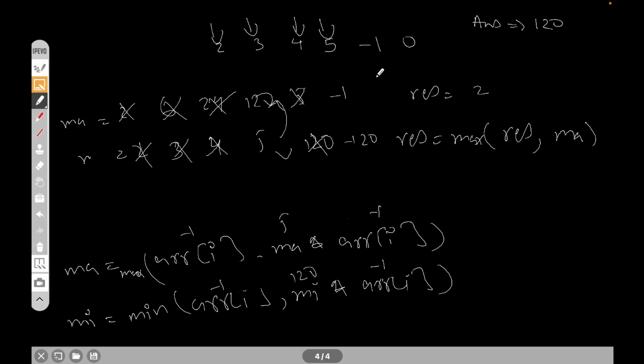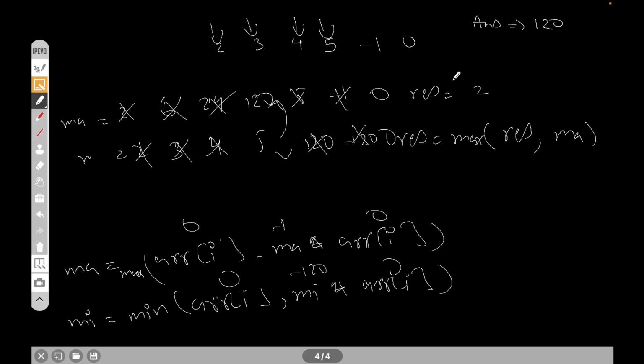Then we come on to 0. So for the 0, MA was minus 1, and MI was minus 120, and MA will store the value as 0, and MI also stores the value as 0.